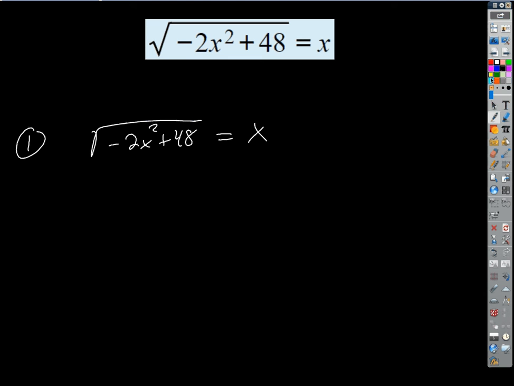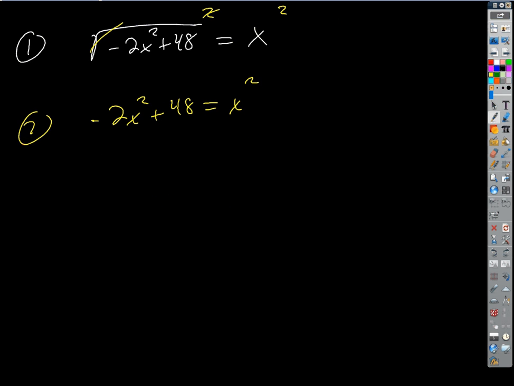Square both sides. Okay? Cancels the radical, right? So I get negative 2x squared plus 48 equals x squared. Now I got to solve that. Well, that's this quadratic equation. What am I going to do in this case? Move your 2x squared. Okay, good. Move the 2x squared to the right. We'll add up like terms.